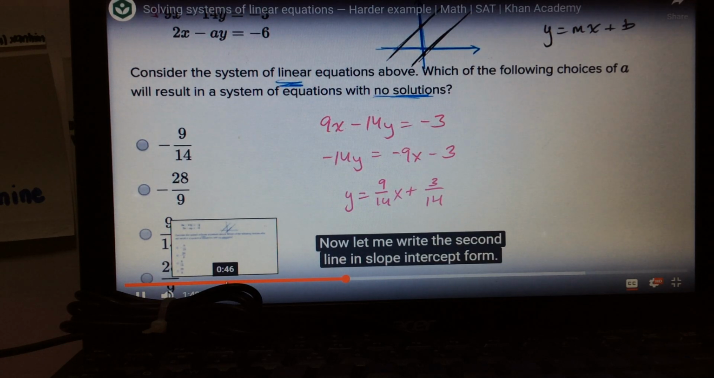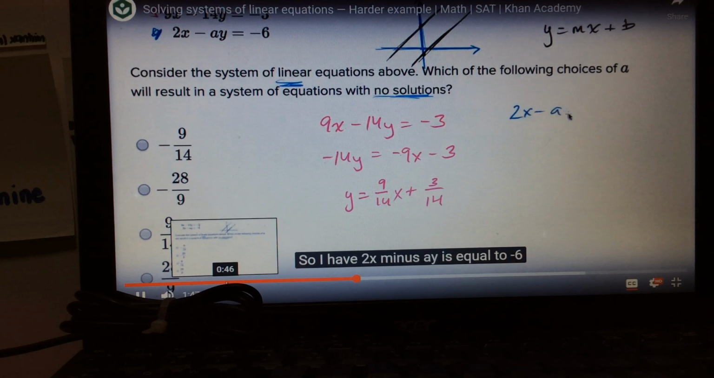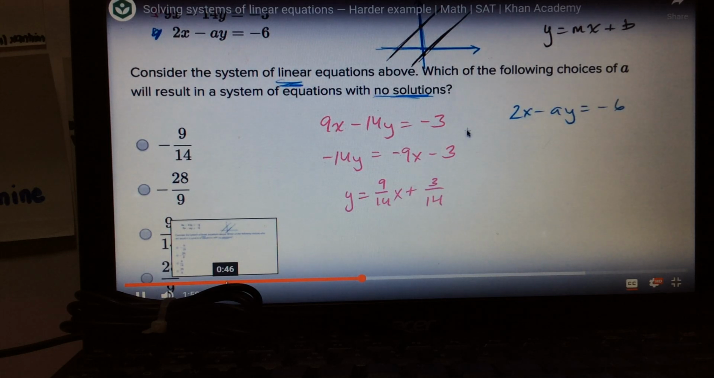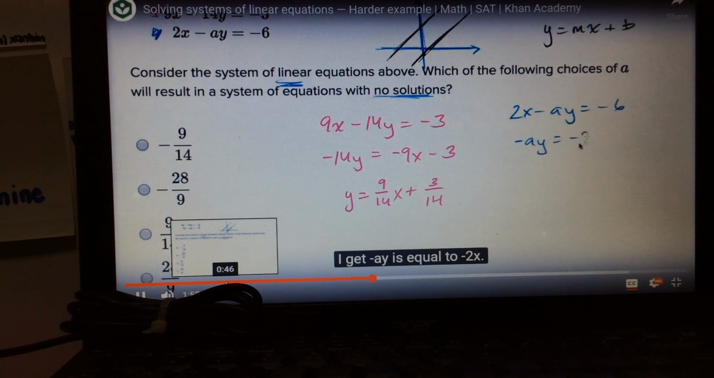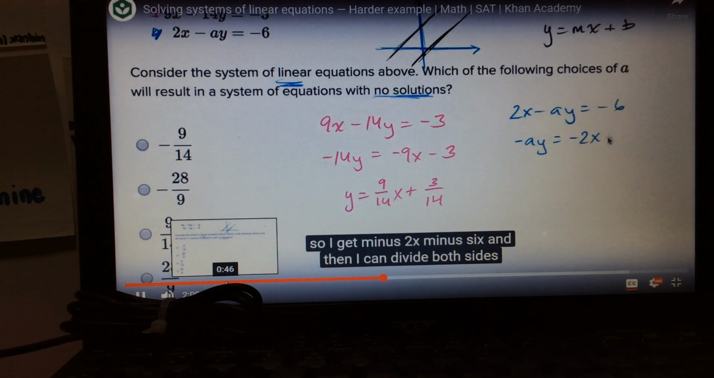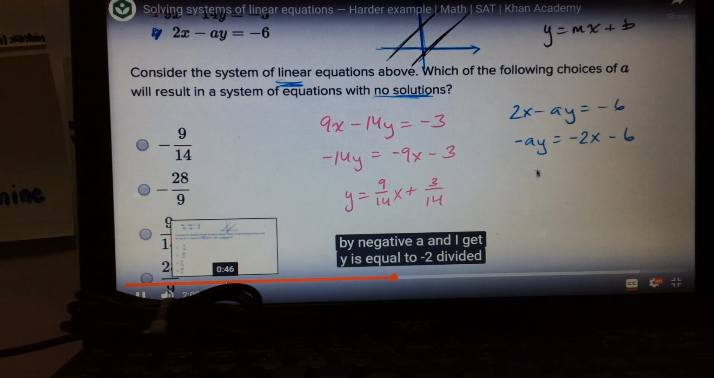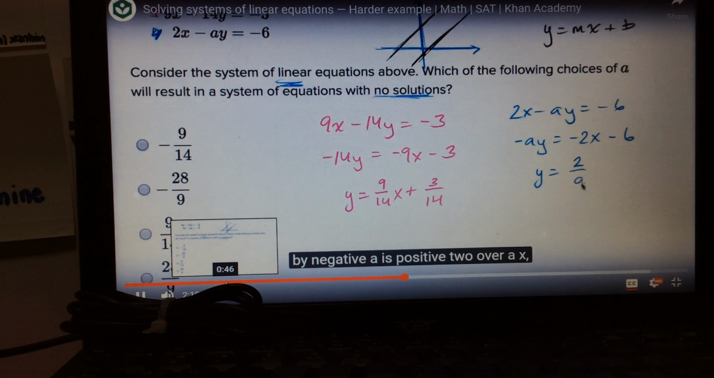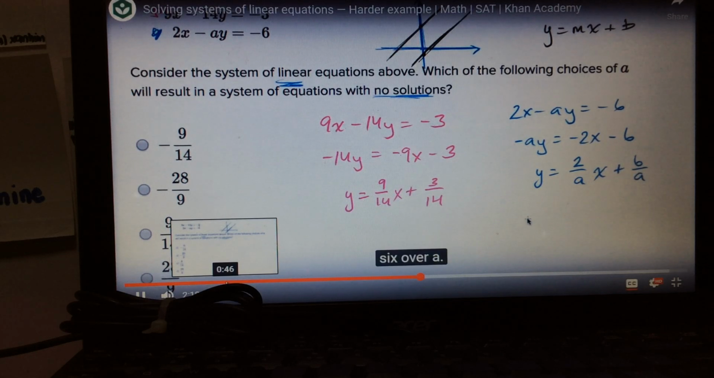Now let me write the second line in slope-intercept form. I have 2x minus ay is equal to negative 6. If I subtract 2x from both sides, I get negative ay is equal to negative 2x minus 6. Then I can divide both sides by negative a, and I get y is equal to negative 2 divided by negative a, which is positive 2 over a x, plus 6 over a.